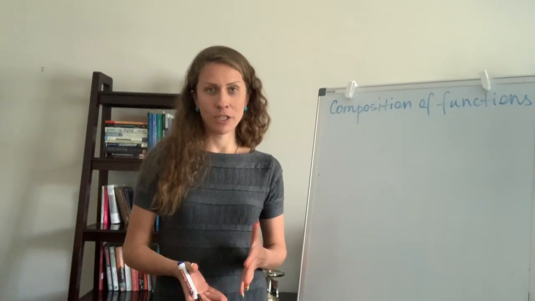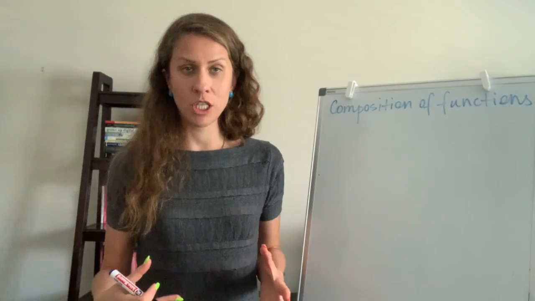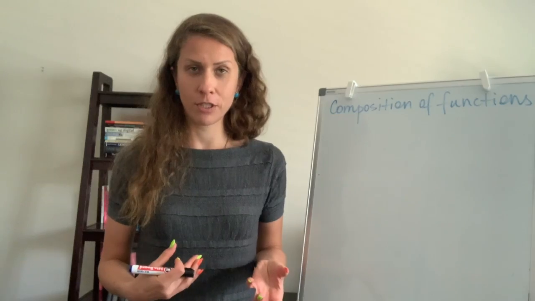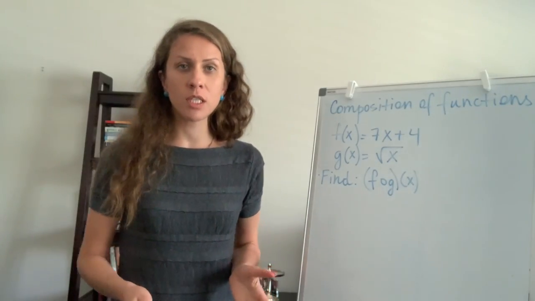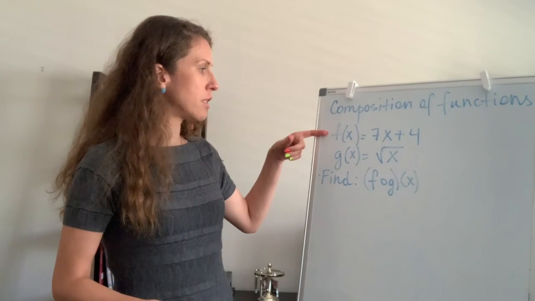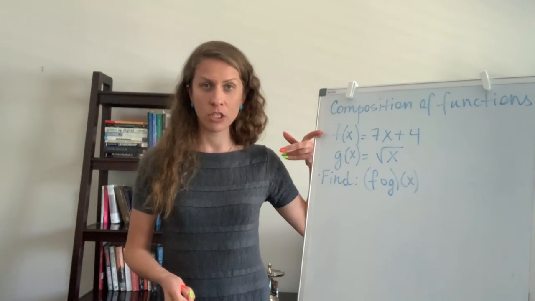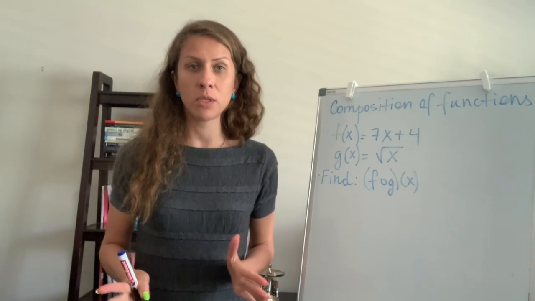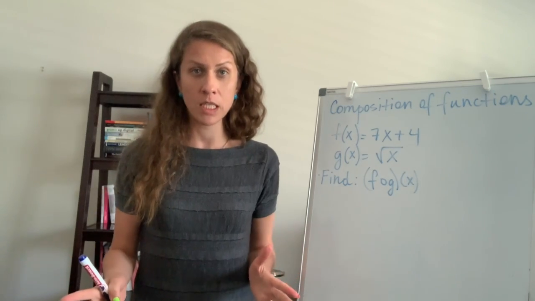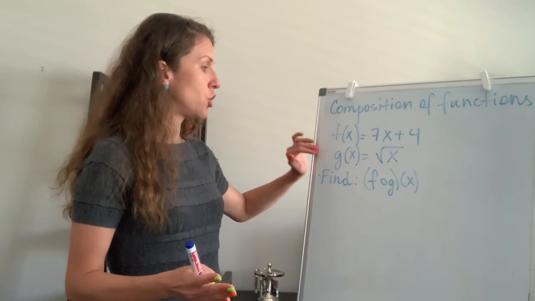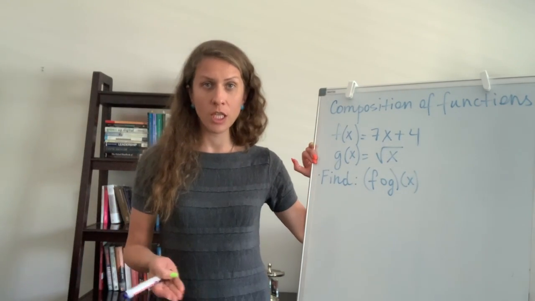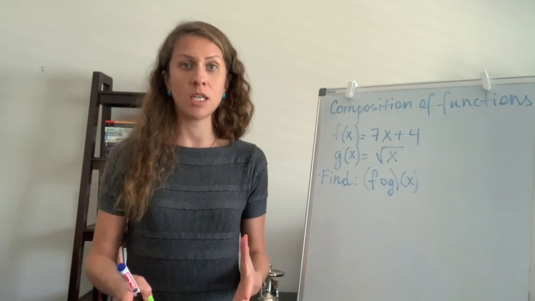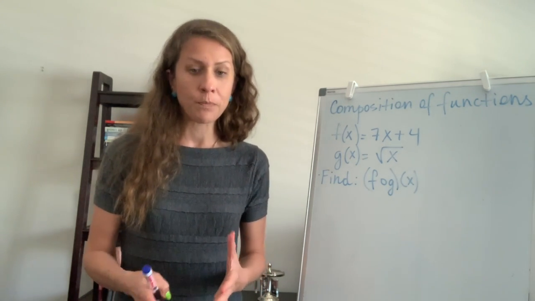A composition of functions is when you take one function and insert another function inside of your first function. So here you have two functions, the f, which is 7x plus 4, it's a linear function. And if you recall, the domain of this function is all real numbers, or we can say negative infinity to infinity. And you have this g of x, which is a square root function. And for the square root function, remember, whatever is under the radical has to be greater than or equal to 0.